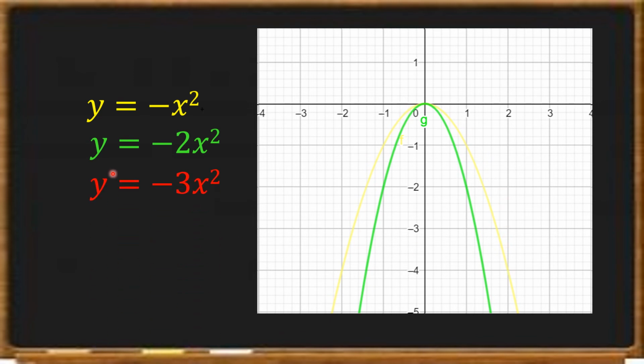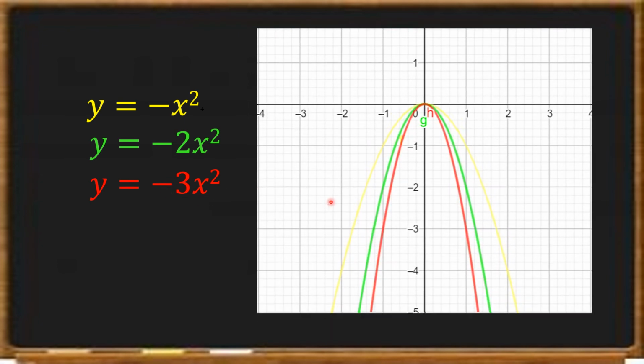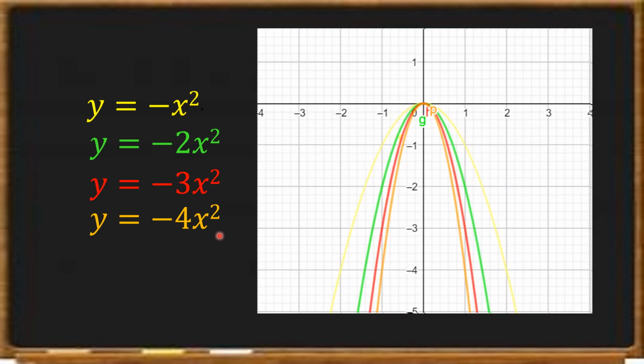And then let's make it negative 3x squared. So we have here the red parabola. So the red parabola still opens downward because of the negative. So the effect of the 3 there is narrower than the green and the yellow. Okay. y equals negative 4x squared. So the orange parabola here is even narrower than the 3.